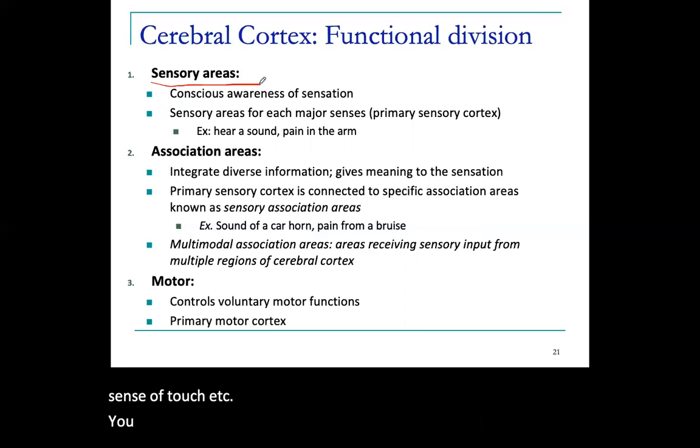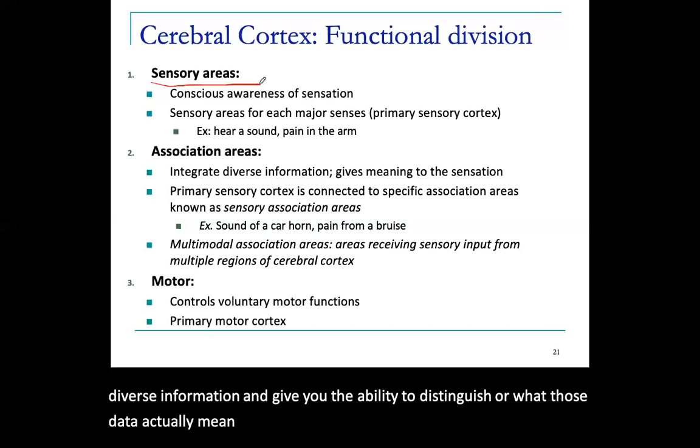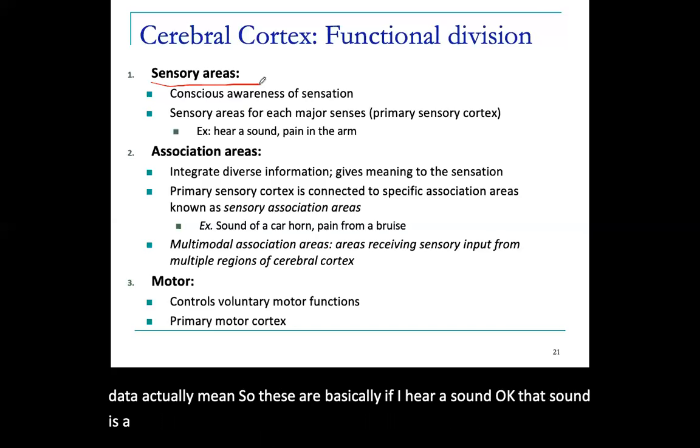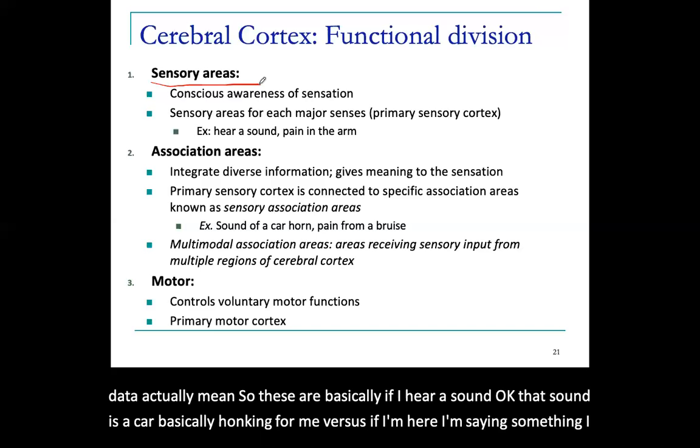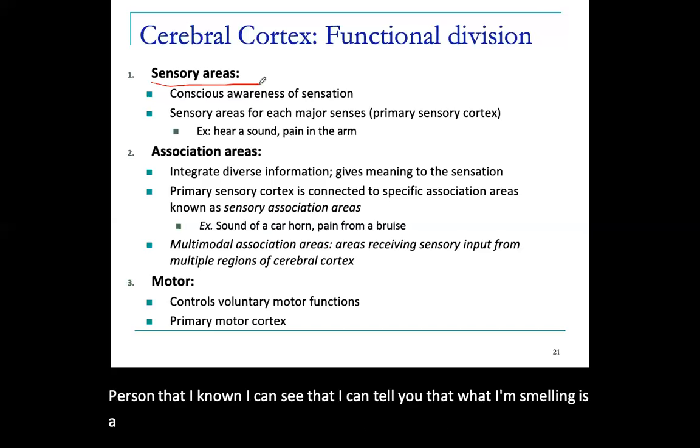You have things called association areas, which are going to integrate diverse information and give you the ability to distinguish what those data actually mean. So if I hear a sound, that sound is a car honking. If I'm seeing something, I can say, okay, I'm seeing a person that I know. I can tell you that what I'm smelling is the smell of a cookie versus trash. So that's basically the association area.